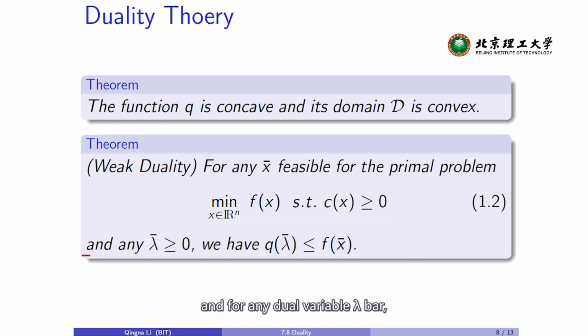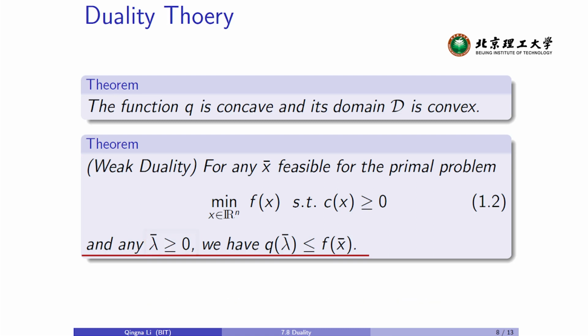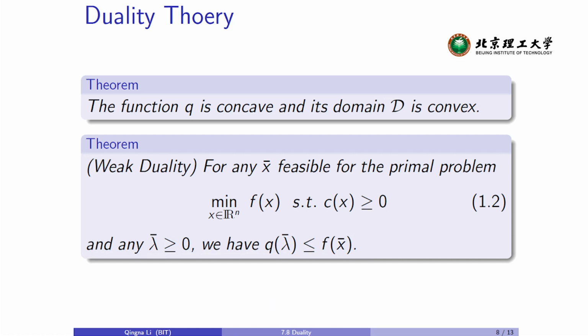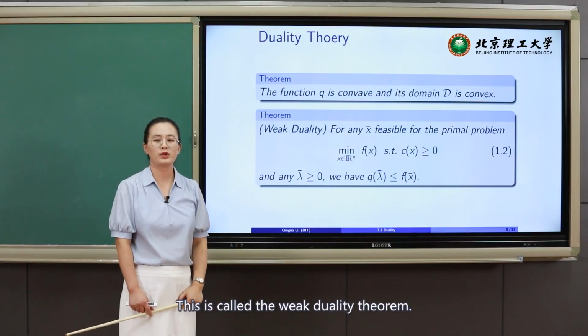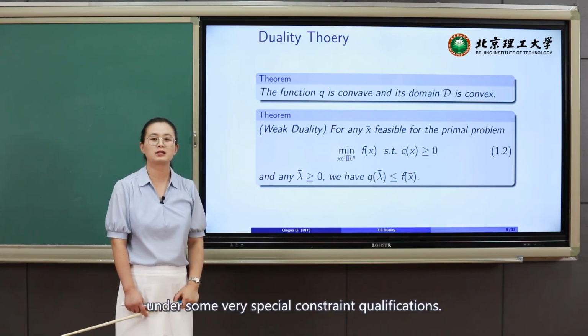function, and for any dual variable lambda bar, which is satisfying the constraints non-negativity, then we have that the dual objective function is always smaller than or equal to the primal objective functions. In other words, the dual problem will always have function values not exceeding the primal one. Okay? So this is called the weak duality theorem. Of course, we have some strong duality theorem under some very special constraint qualifications.